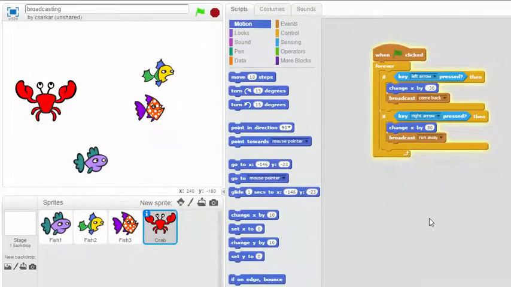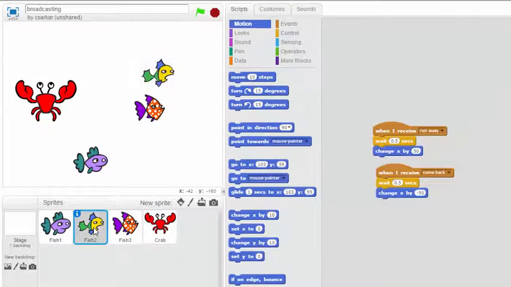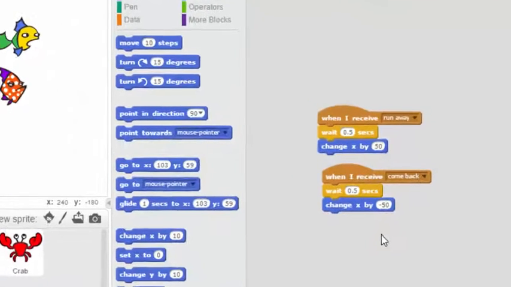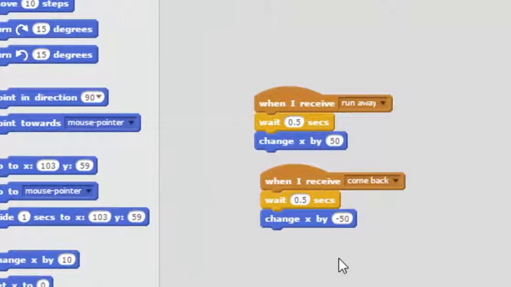Let's have a look at the code for one of the fish. Here's the code for the yellowfish, but the code for the other two fish is nearly identical. It's sitting here waiting to receive one of these two messages. If it receives the runaway message, it waits half a second and then changes its direction by 50 on the x-axis. In other words, it moves to the right. Likewise, if it receives the comeback message from the crab, it waits half a second again and then returns to its original position by moving 50 pixels to the left.